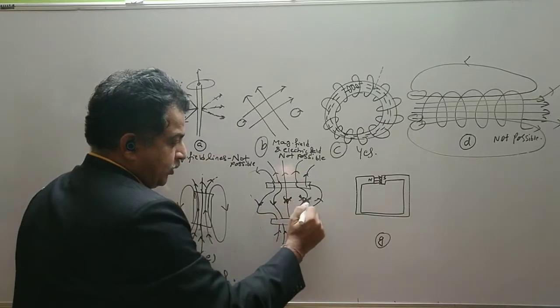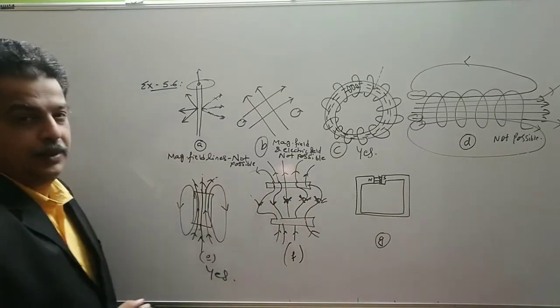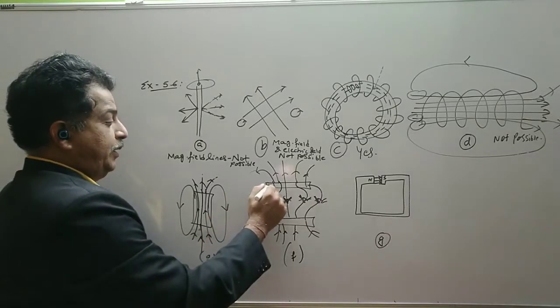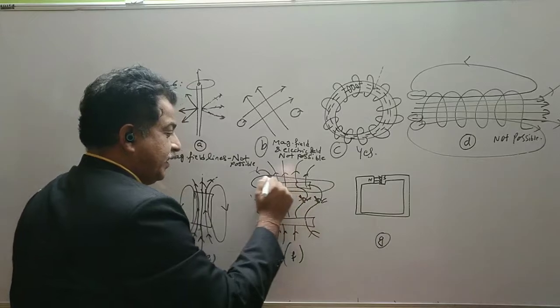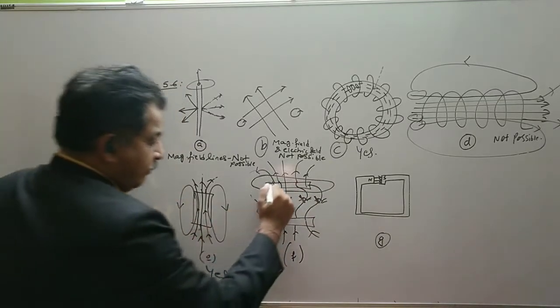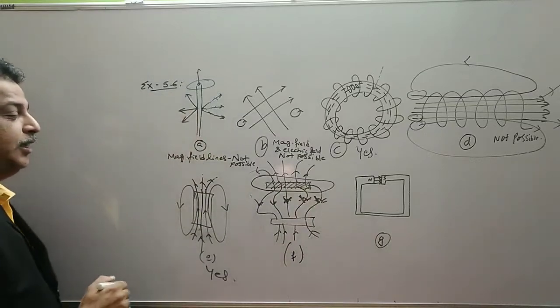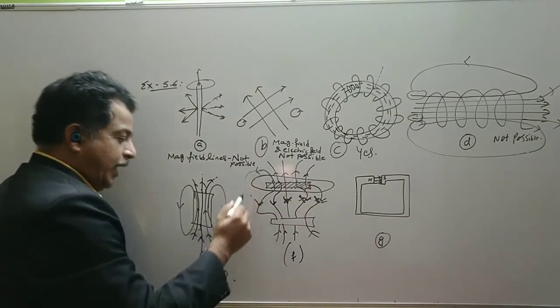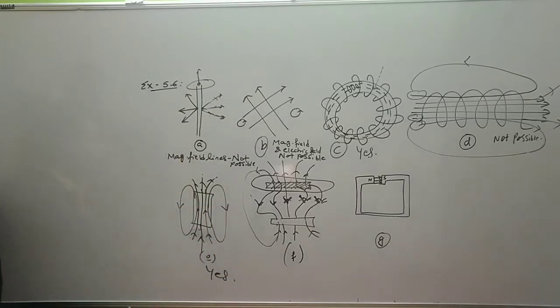It is in downward direction, so it is not forming a closed loop. Here the field lines are emerging from this plate. If I consider a Gaussian surface here, the field lines are emerging from this plate, and if they bend, they terminate at this plate. So they are not forming a closed loop.